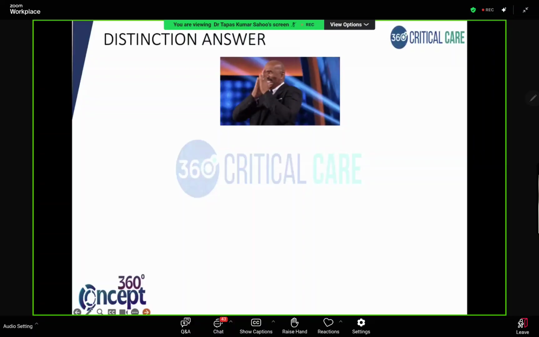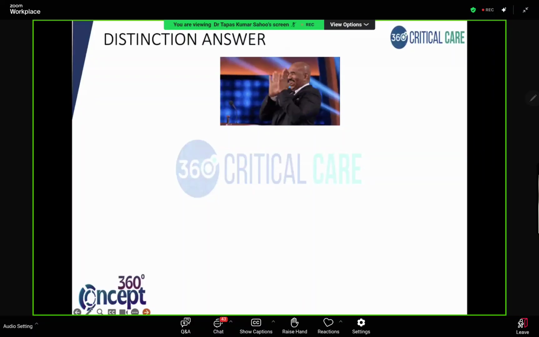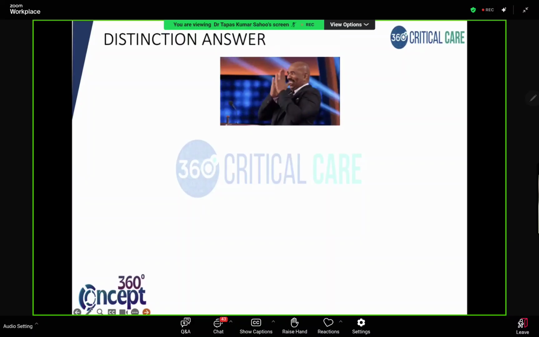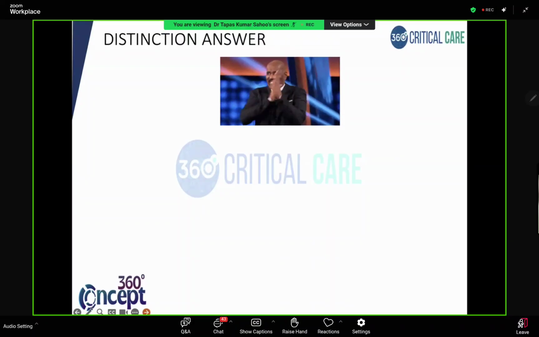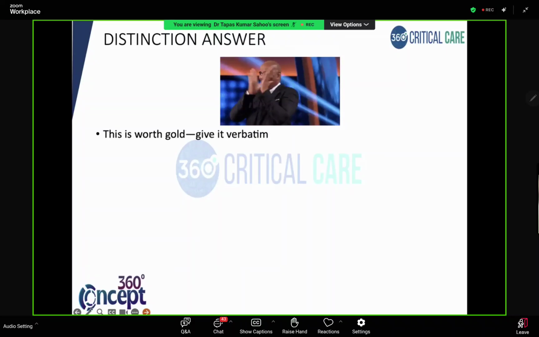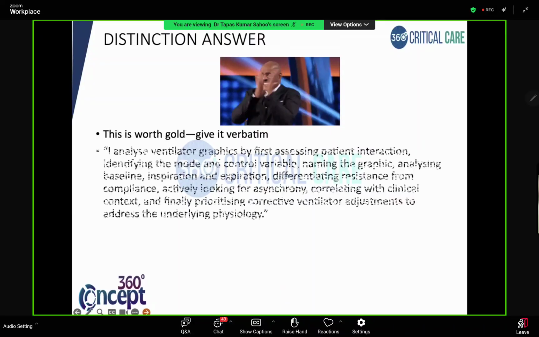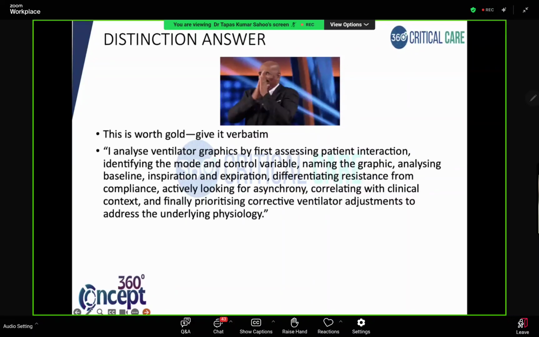Just take my words. So this is maybe the last slide before I share with you maybe 2 articles. The distinction answer should be such that the examiner would be standing with a standing ovation to all of you. The distinction answer, if you answer this, is worth gold. So give it verbatim. Try to answer in this format.